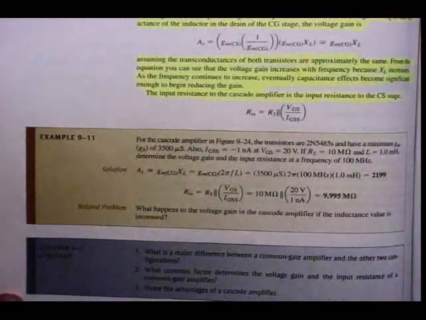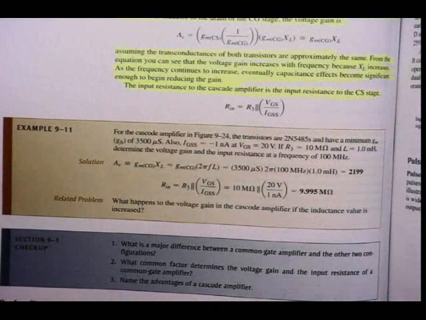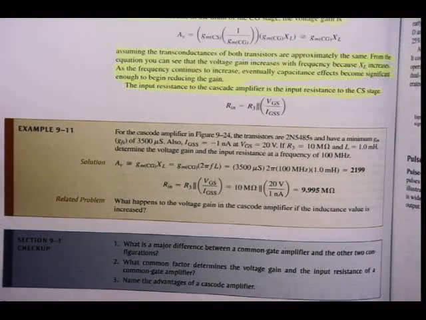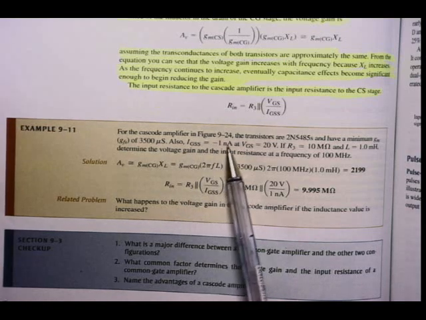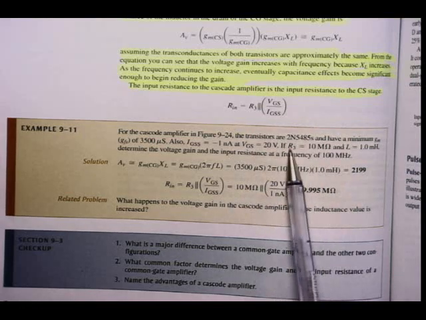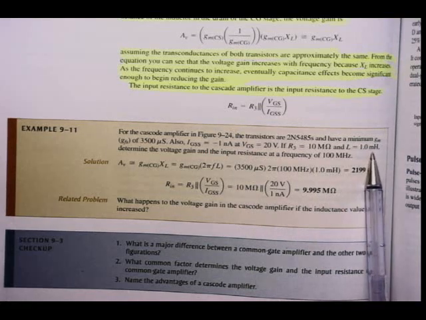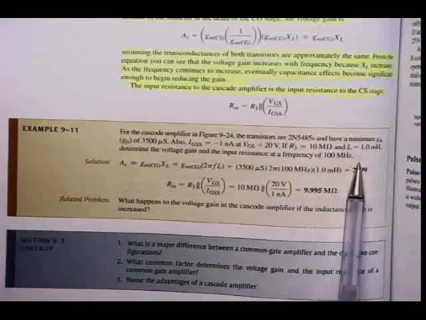Let's have a look quickly at that last example. Example 9.11. It's got nothing to do with the two towers. For the cascode amplifier in figure 9.24, the transistors are 2N5485s and have a minimum gfs of 3500 microsiemens. Also, IGSS is equal to minus 1 nanoampere at VGS equal to 20 volts. Then it says if R3 is 10 megaohms and L is equal to 1 millihenry, determine the voltage gain and the input resistance at the frequency of 100 megahertz.